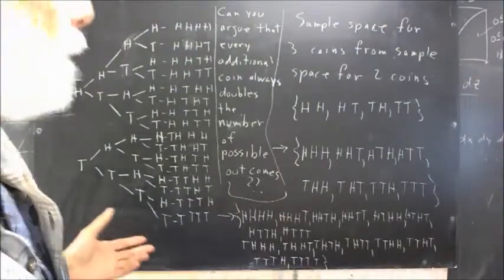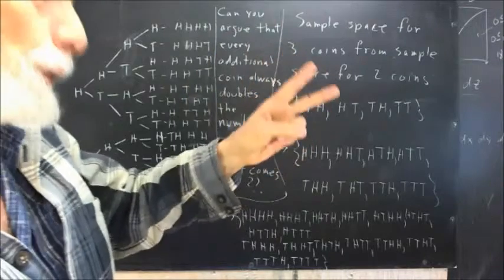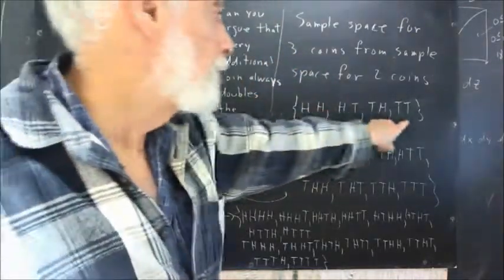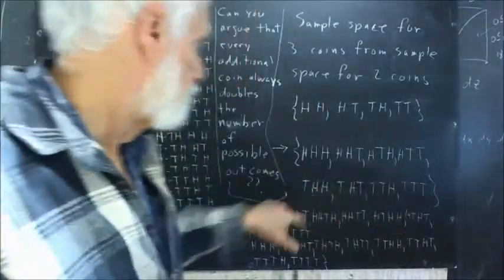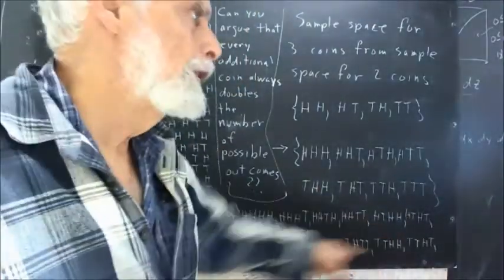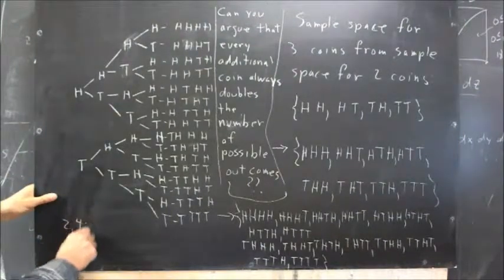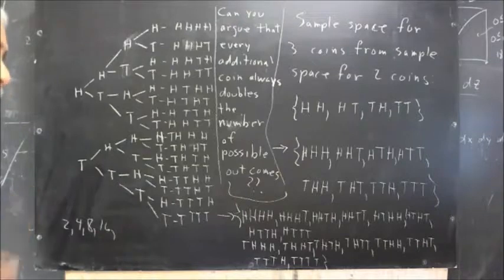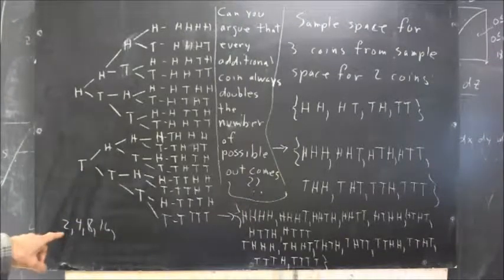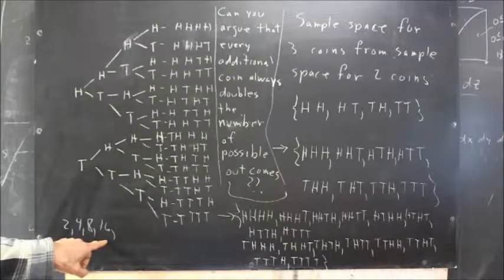Now we can observe that the number of possibilities if you flip 1 coin is 2, heads or tails. If you flip 2 coins, it looks like there are 4 possibilities. If you flip 3, there are 8. If you flip 4, there are 16. What's the pattern of these numbers? 2, 4, 8, 16. Think about that before you hear me say it. Pause and think about it. Well, 2 times 2 is 4, 4 times 2 is 8, 8 times 2 is 16.